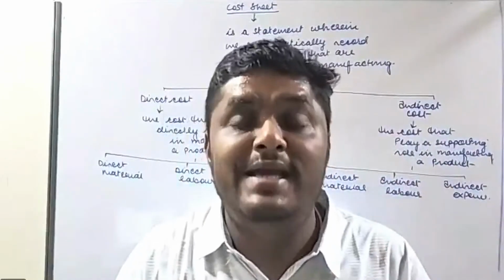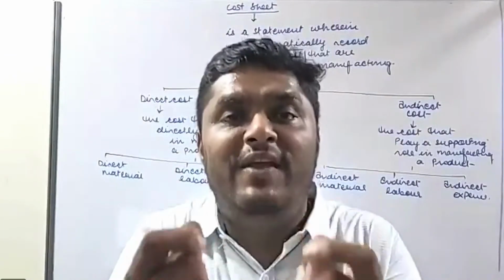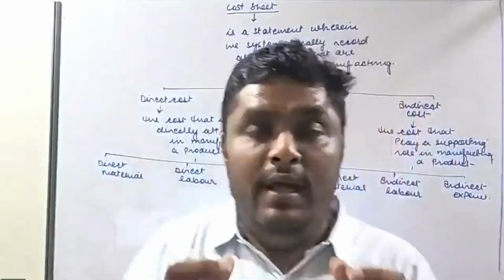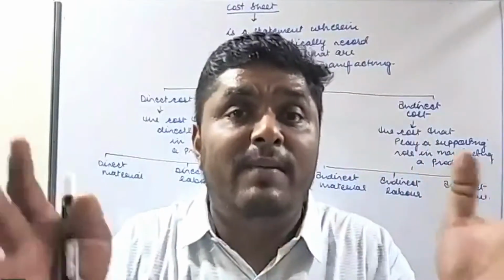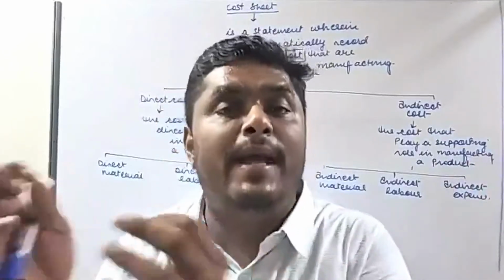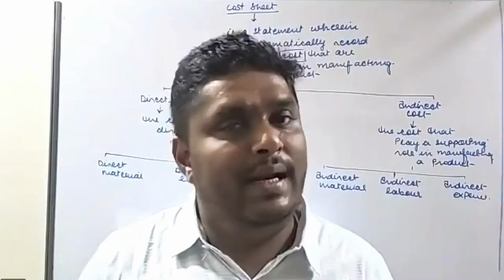I repeat again, guys, the persons who are actually manufacturing the shirt, the amount paid to them is what? Direct labor. And let's say I have kept supervisors who are supervising the work done by my labor. So the amount paid to the supervisor is my indirect labor.